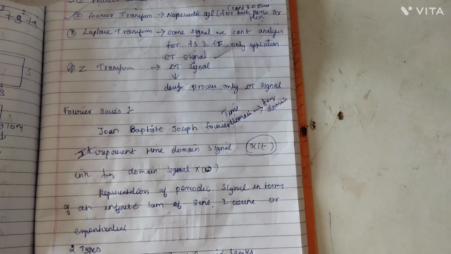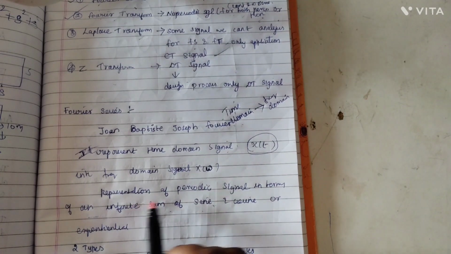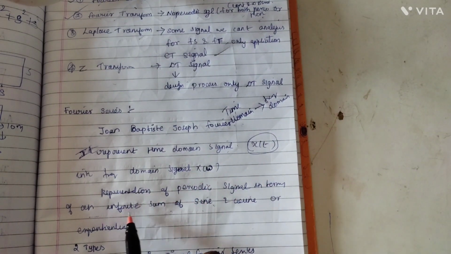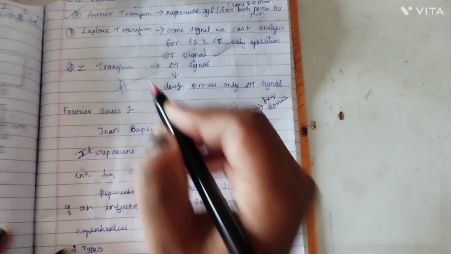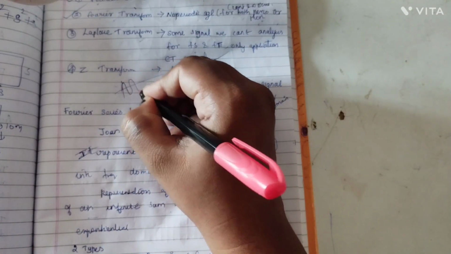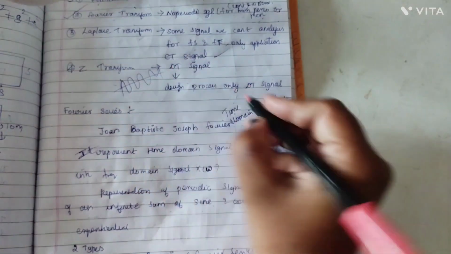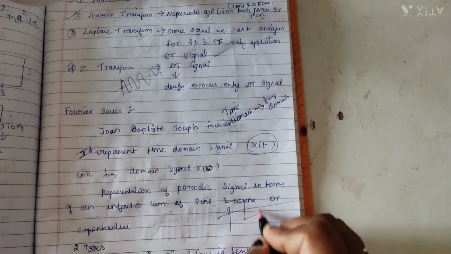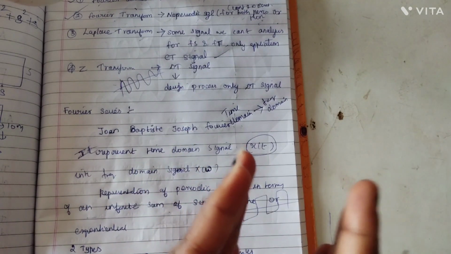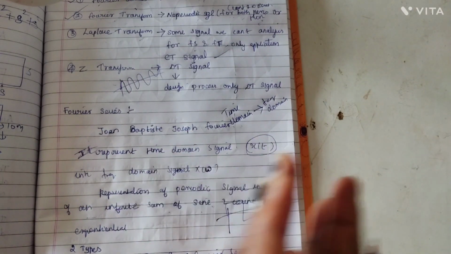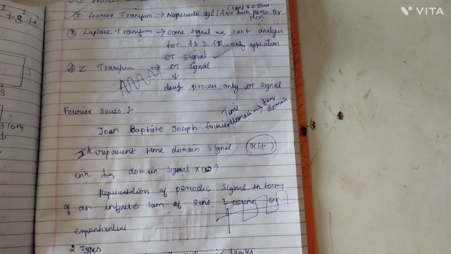That is what we are going to do in the Fourier series, the representation of a periodic signal in terms of an infinite sum of sines and cosines. Later on I will explain this in a diagram. If you have a square signal, we are going to use n number of sinusoidal waves to obtain our original square signal. This is what we do in the Fourier series.